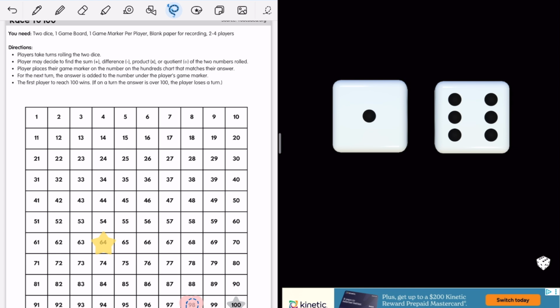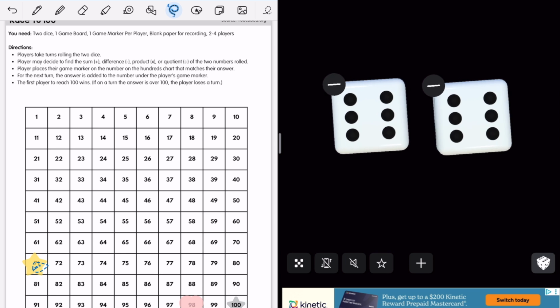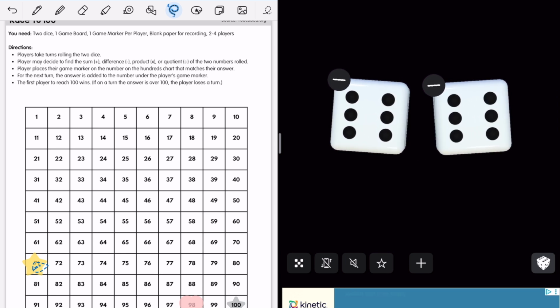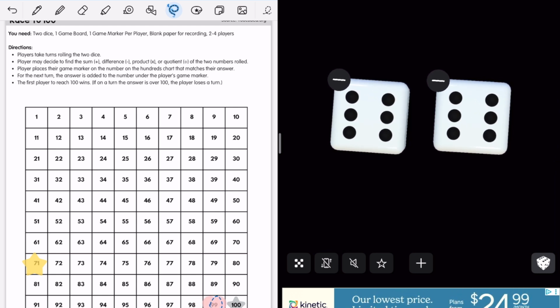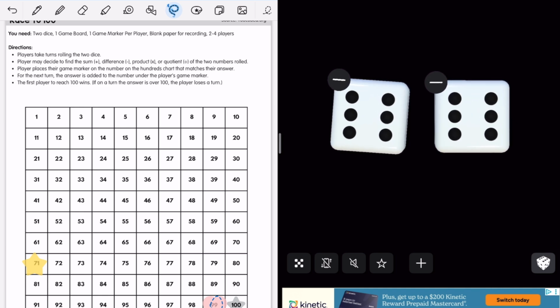Alright, so player 1 gets 1 and 6, so they can choose to multiply, add, divide, or subtract. In this case, we would add because we want to get further along. So we're going to add here. And when we get 7, we end up at 71. Again, 6 and 6, so this player moves up 1 more because they're going to choose to divide. Hopefully they'll be lucky enough to get this the next time.